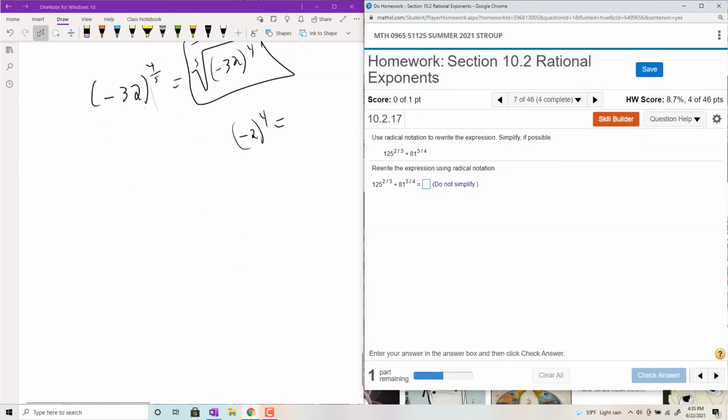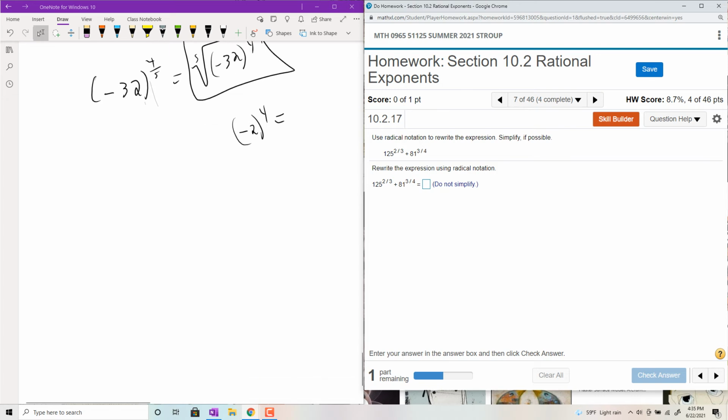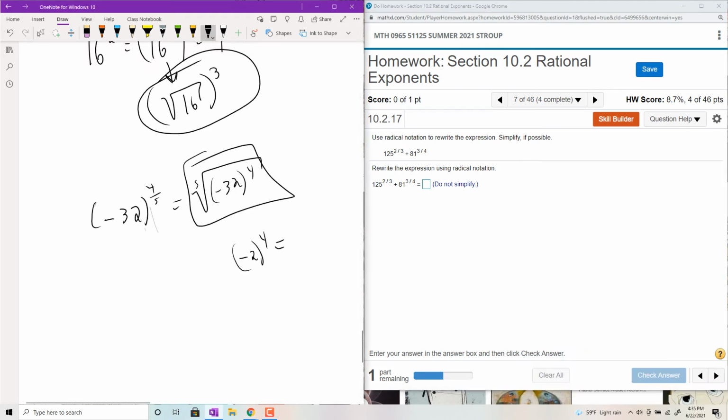Okay, rewrite using radical notation. So what do we have? The cube root of 125 squared, or it's one or the other. So what do we got? 125 to the 2/3 plus 81 to the 3/4. So I guess 125 to the 1/3, the cube root of 125, which I can do in my head. So I'll presume they want it in that fashion.